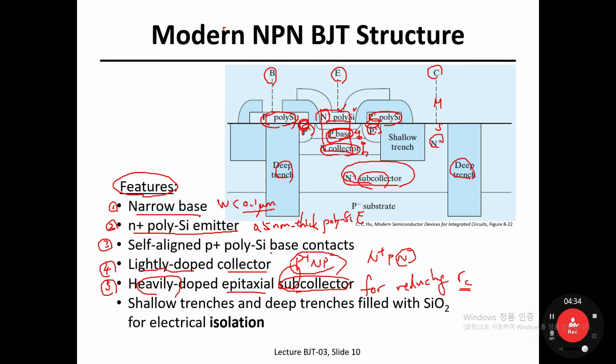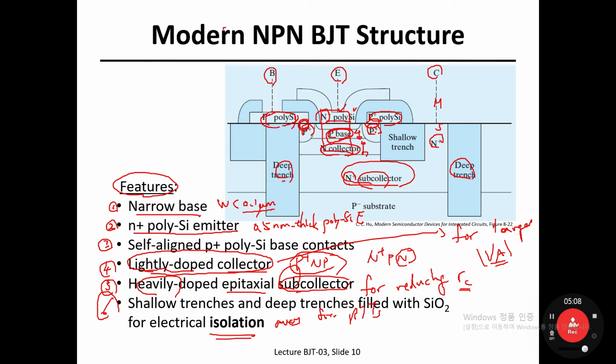And one more thing that I have missed: one of the reasons for adopting a lightly doped collector is that if we can make the collector doping concentration lower and lower, we are going to achieve a very large Early voltage value. And number six is the shallow trenches and deep trenches filled with SiO2 for electrical isolation away from other BJTs. The deep trench is quite similar to the shallow trench isolation technique for MOSFETs to be isolated from the other MOSFETs, which is widely used in industry currently.